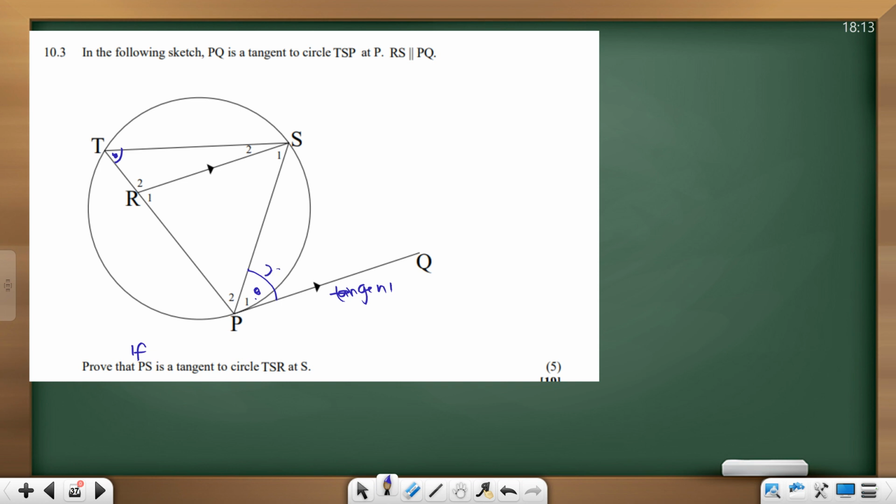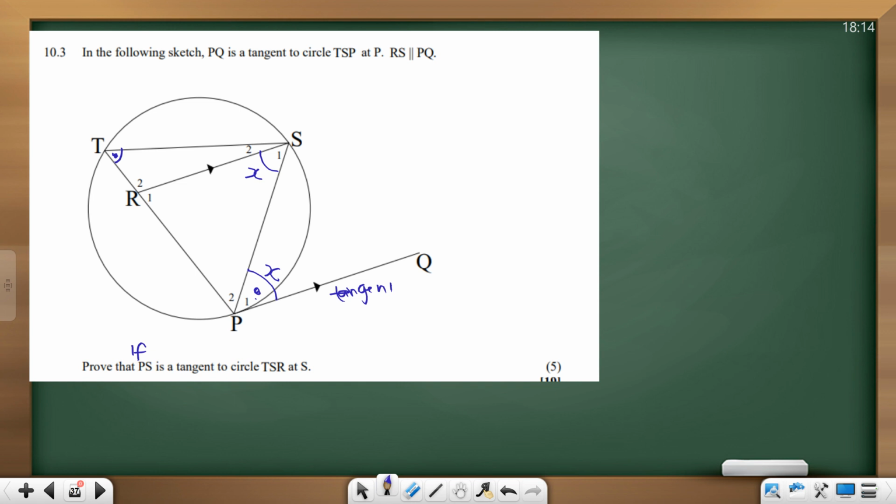Look, let P1 be X. Let's try to walk through. Let P1 be X. I see alternate angles here, right? S1 would automatically be equal to what? X. What's your reason? Alternate angles. It means you need to prove that T must also be equal to X. Okay. Let's see what we can do.